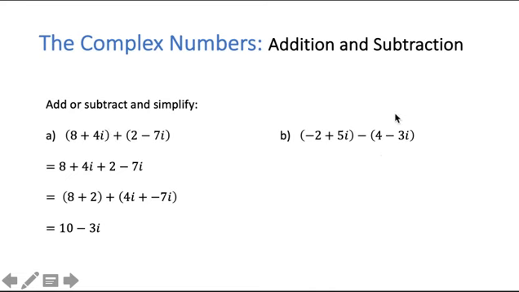All right, see if you can do this one. Now don't forget, if we're subtracting, we're going to have to distribute that negative sign. So it should be negative 2 plus 5i minus 4 plus 3i. Now remember, combine the real number parts, combine the imaginary parts. So you should have gotten negative 2 minus 4 and 5i plus 3i, which is negative 6 plus 8i.